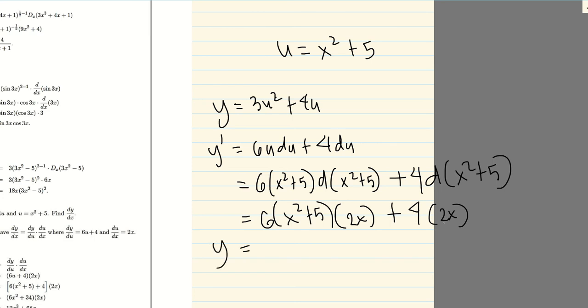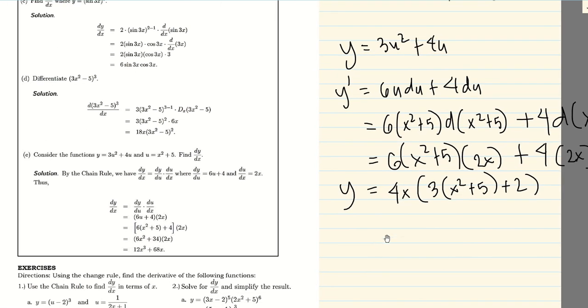We have here 2x here. Okay, we can factor out the 2x. Maybe we can have 4. Wait, okay, I can have 4x there, times 3x squared, oh no, 3x squared plus 5, and then plus 2 here. Okay, so this will be my final answer.